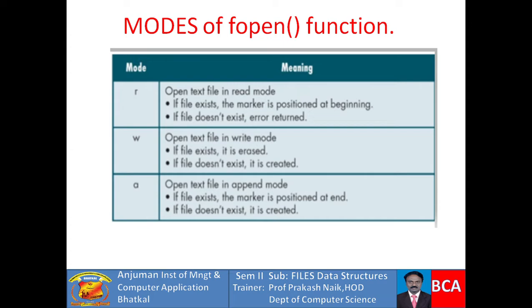The third mode is A. A stands for append. So now this A is used to open an existing file, but the content will not be erased. Whereas the new content which I am typing will be stored to the end of the previous content of the file. So apart from this, we have a mode like R+, which stands for read write. We also have one more mode called W+, which stands for write and read. This is about the modes of the fopen function.